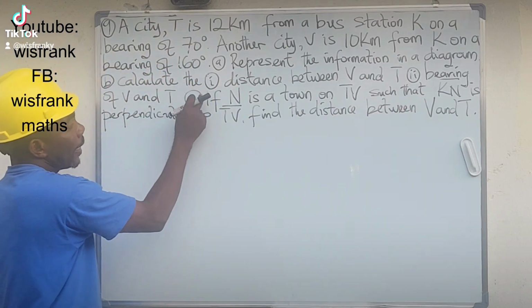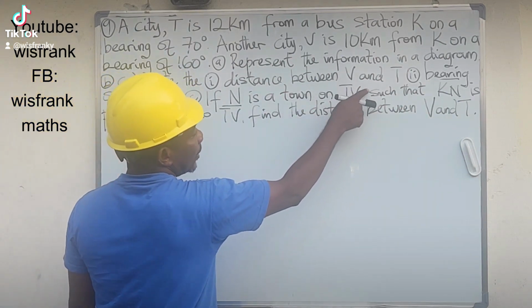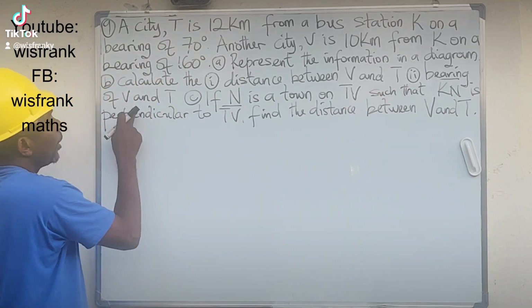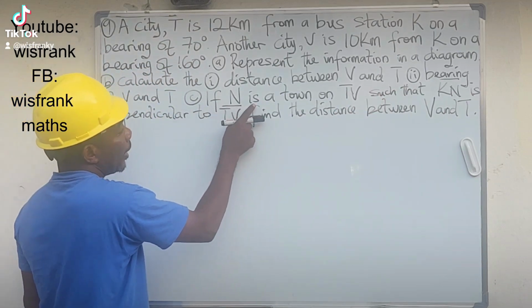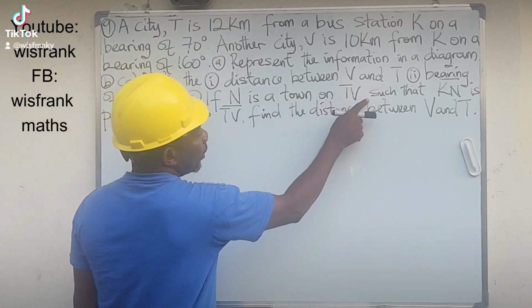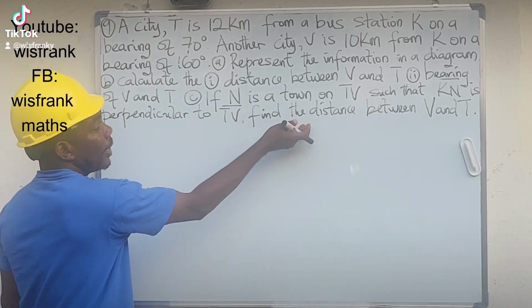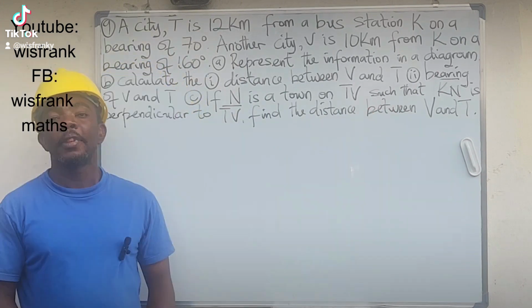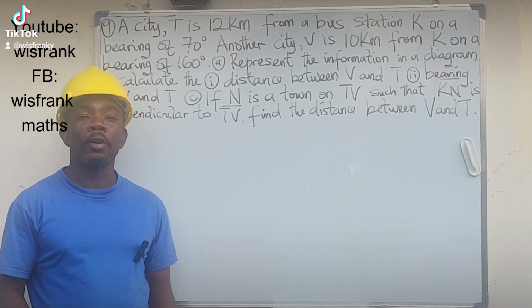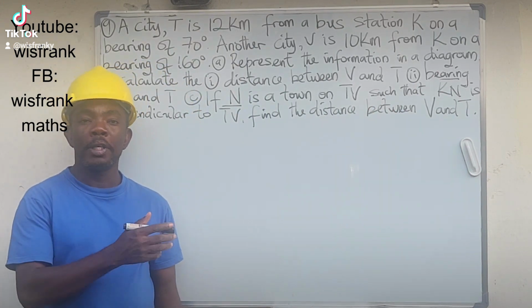B. Calculate I. the distance between V and T, II. the bearing of V from T. C. If N is a town on TV such that KN is perpendicular to TV, find the distance between V and T. This is a bearing calculation, and we are going to find the distance between these stations.